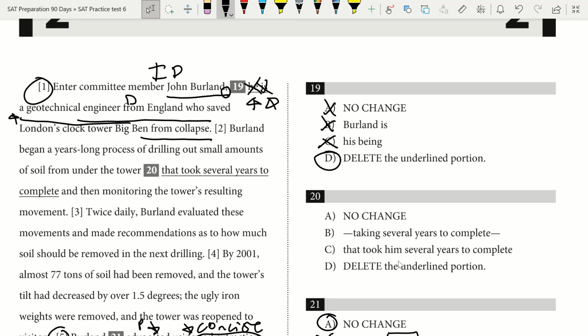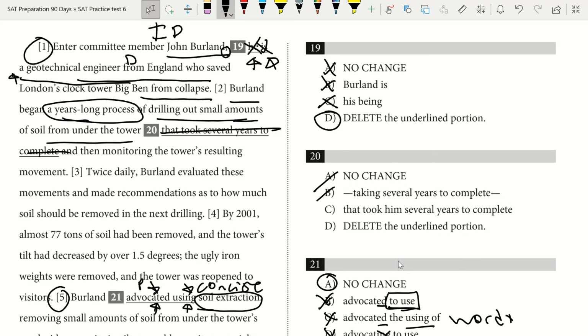All right, Berland began a years-long process of drilling out small amounts of soil from under the tower. And then I see that took several years to complete. I want to get rid of that because I already said a years-long process. So anything that talks more about years is going to be redundant. So I'm going to get rid of A, B, and C, and I'm going to delete that underlined portion for 20.